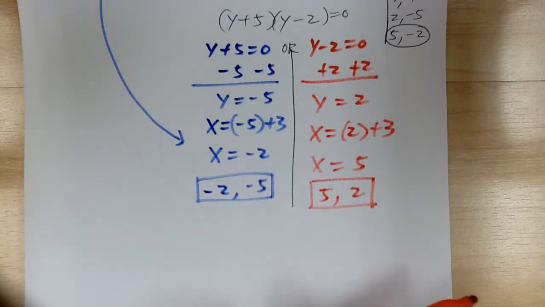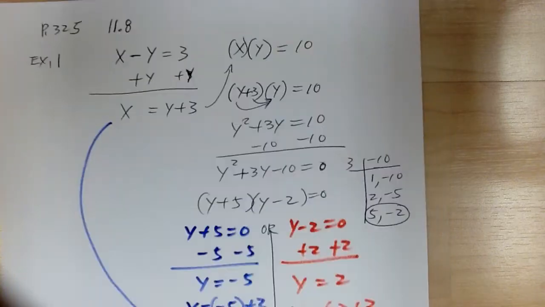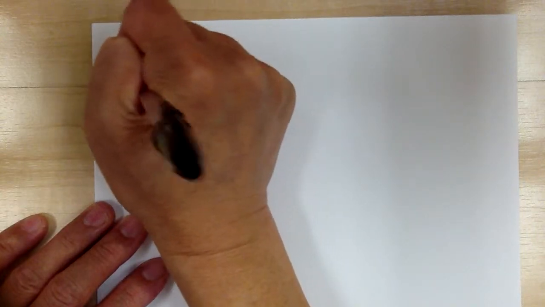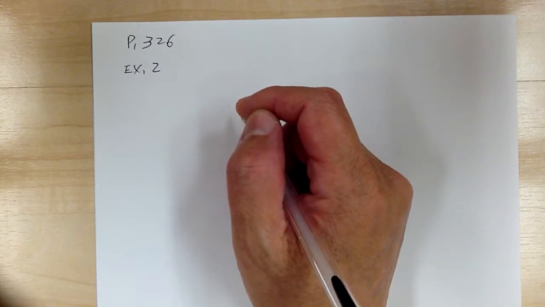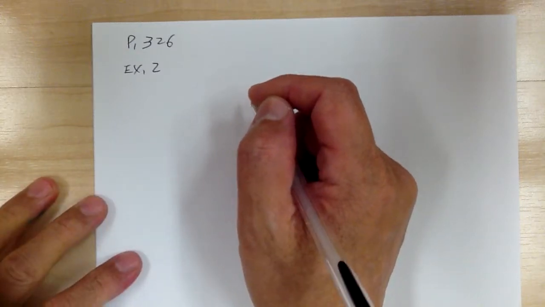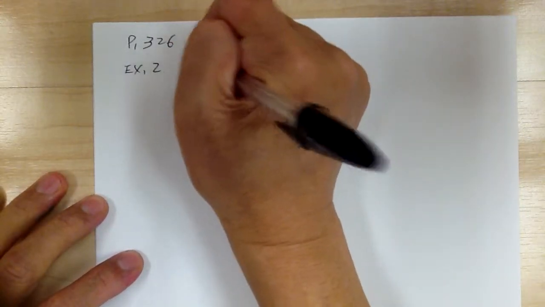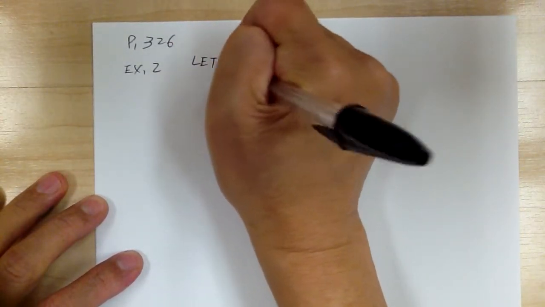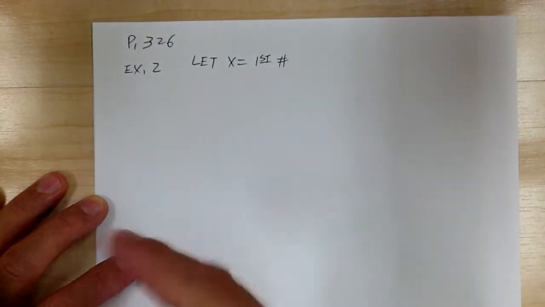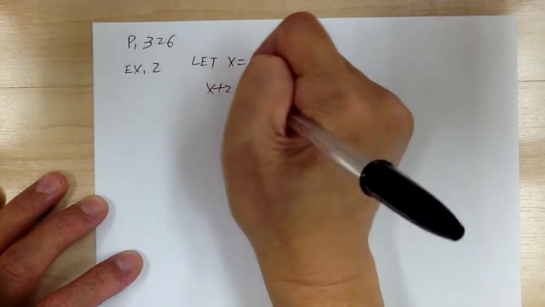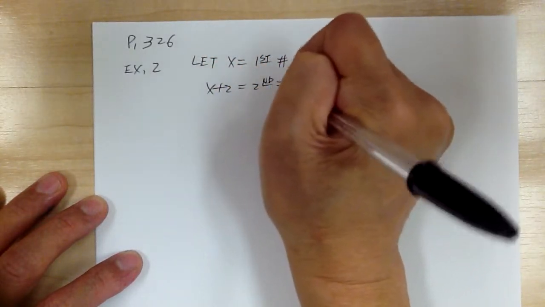Okay, let's go to example 2. Example 2 says find two consecutive even integers. So remember when you see consecutive integers, you have to set up your variable. So you're going to let x equal the first number. Now consecutive even integers go by 2s, so that means x plus 2 will equal your second number.